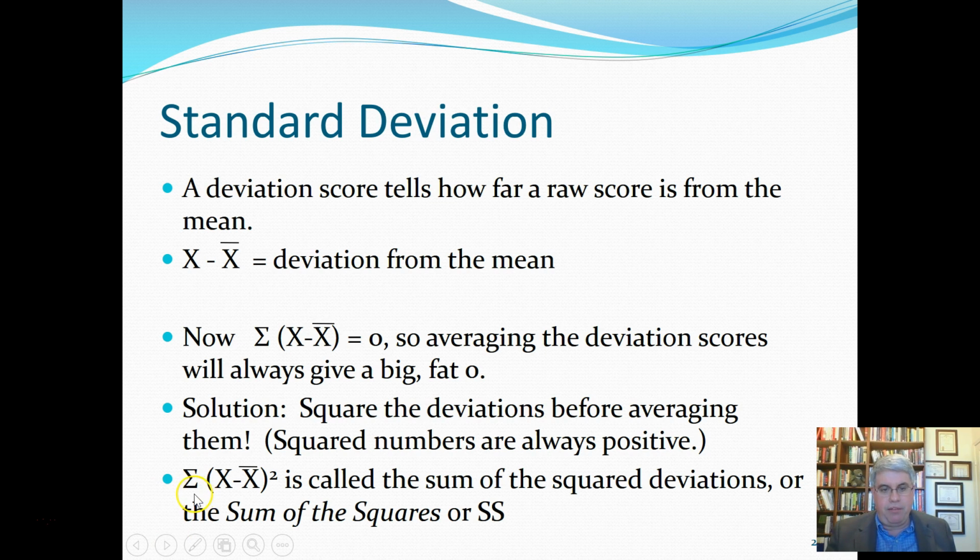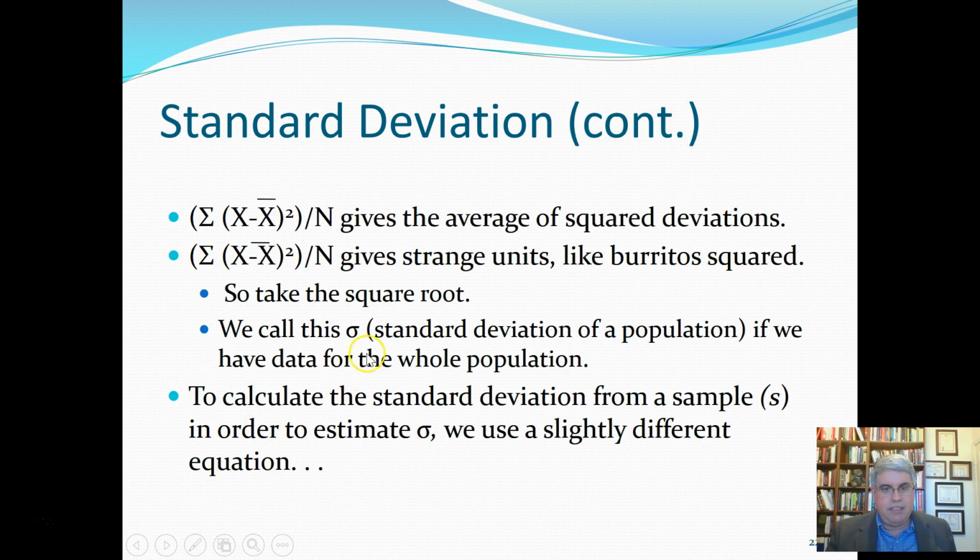And this sum of the squared deviations is called the sum of the squares, or SS. Now, the sum of the squared deviations divided by n gives us the average of squared deviations. Now, unfortunately, when you square those x's and divide them by n's, we get weird units because burritos squared is a unit. I'm not sure what it means, but it gives us some type of a unit. But we don't understand what squared burritos are, so we're going to take the square root.